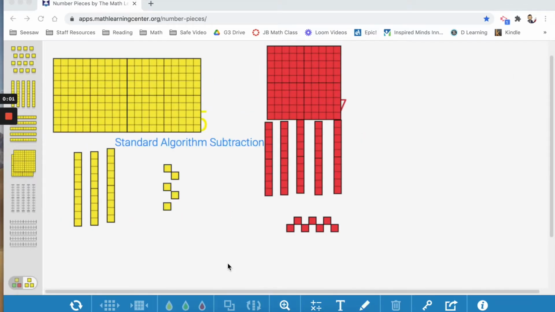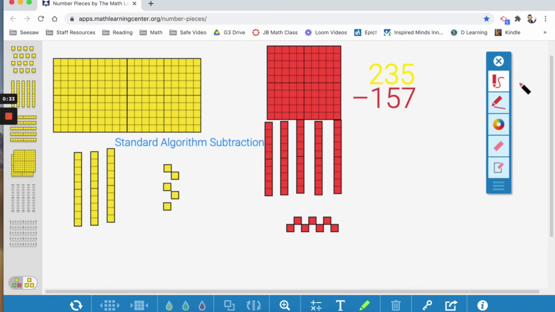In our next example of the standard algorithm subtraction, we're going to use 3-digit minus 3-digit. So you can see here in yellow I have 2 hundreds, 3 10s, and I have 5 1s for the number 235. And in red I have 100, I have 5 10s, and I have 7 1s for a number of 157. So I'm going to take that 157 away from 235. I'm going to stack the numbers, making sure the hundreds are above the hundreds, the 10s are above the 10s, the 1s are above the 1s, and then I'm going to draw a line, which again is my equal sign. Anything below the equal would be my answer.